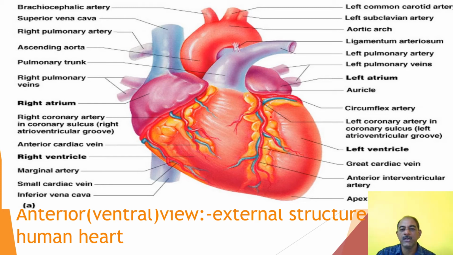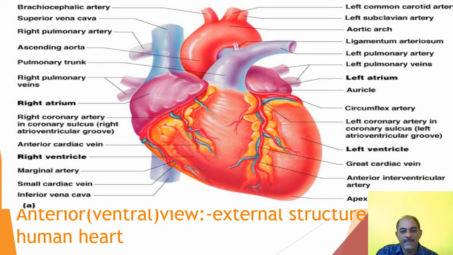A pair of coronary arteries is also present, which supply blood to cardiac muscle. Means here coronary artery, coronary veins, auricles, ventricles, as well as right pulmonary artery and left pulmonary veins, ascending aorta, descending aorta, superior vena cava, inferior vena cava, these parts are seen in this external structure of human heart, particularly anterior view.